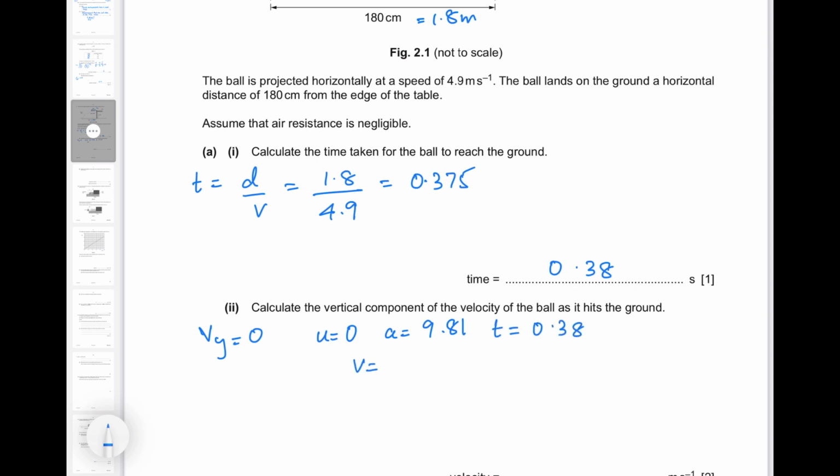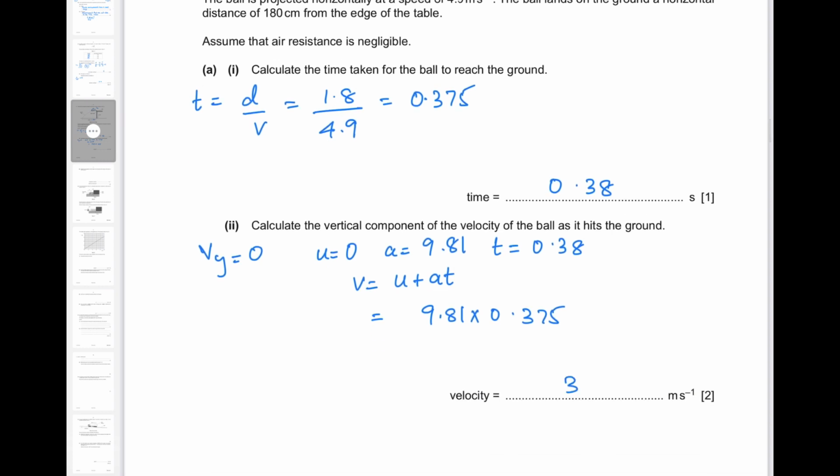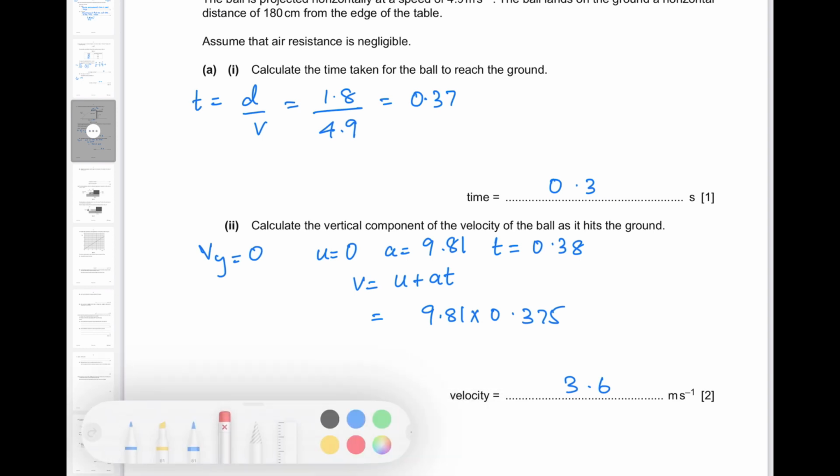You can use the formula v is equal to u plus at. Since this is a constant acceleration situation, you can use the SUVAT equations, and this would be equal to 0 plus 9.81 multiplied by 0.375, and this comes out to 3.6 meters per second. My bad here, this isn't 0.375, it's 0.37 seconds.